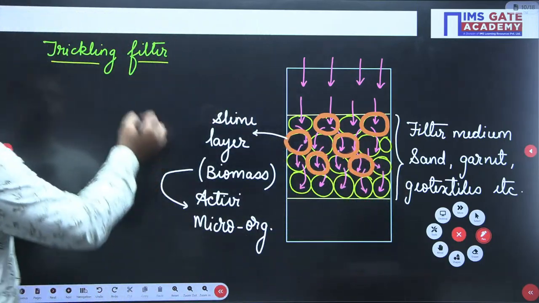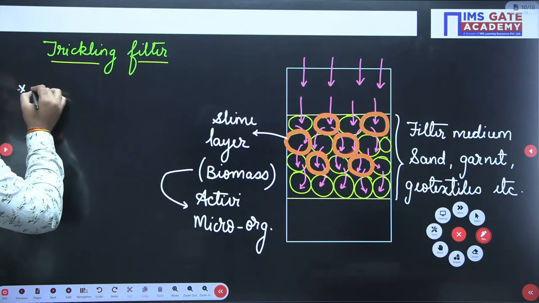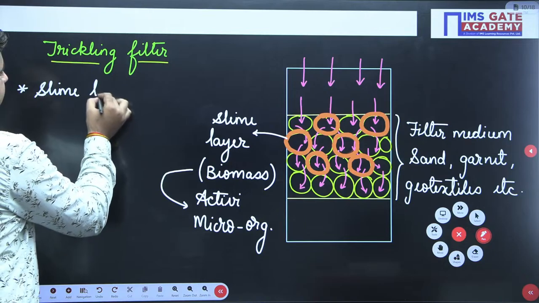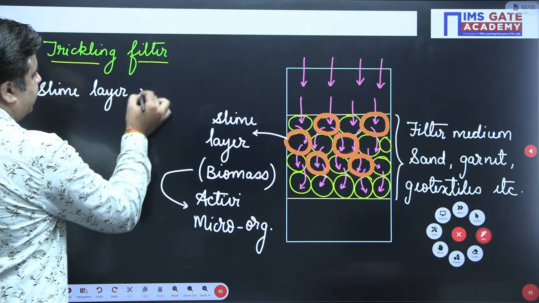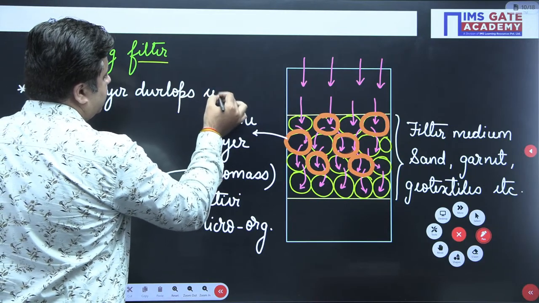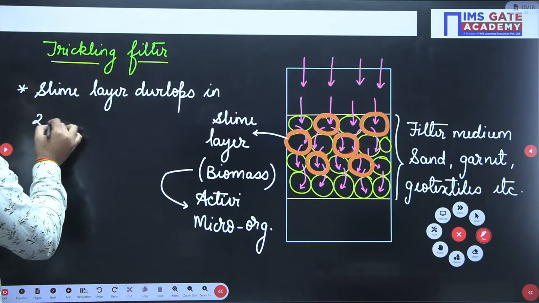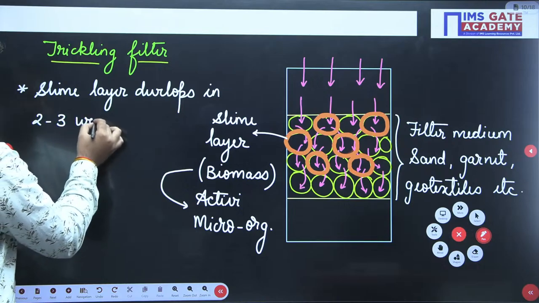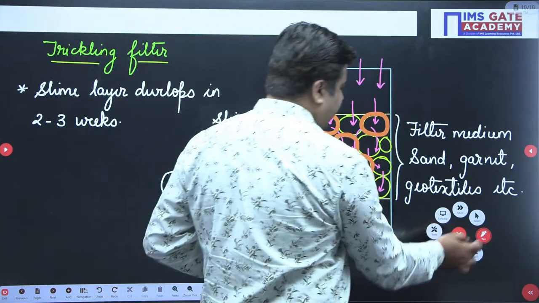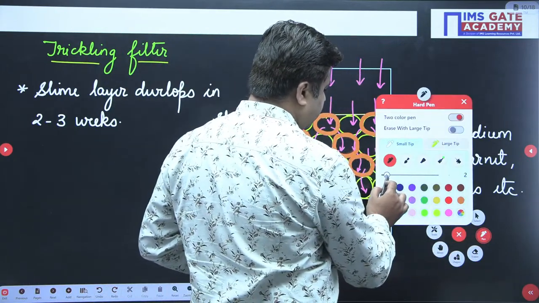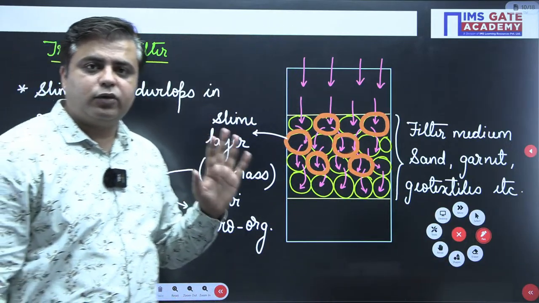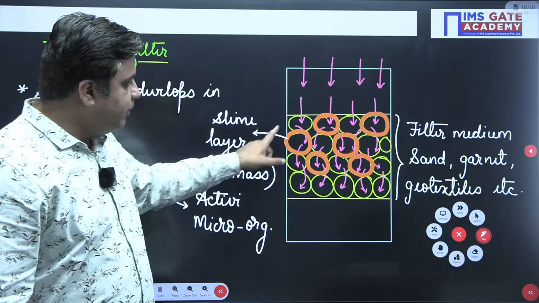So I'll write here, slime layer develops in 2 to 3 weeks, and for that time, this treatment unit, this trickling filter, will not be treating any wastewater. Okay, simply the slime layer will develop.